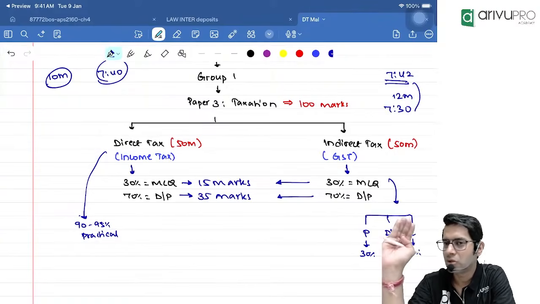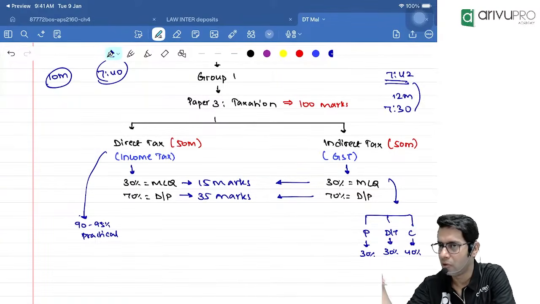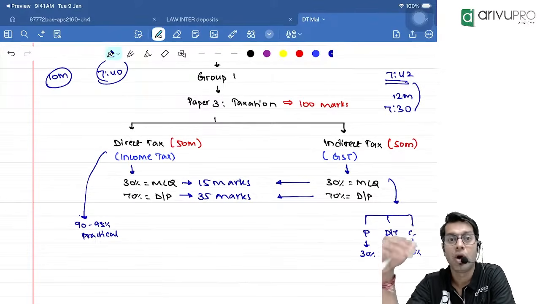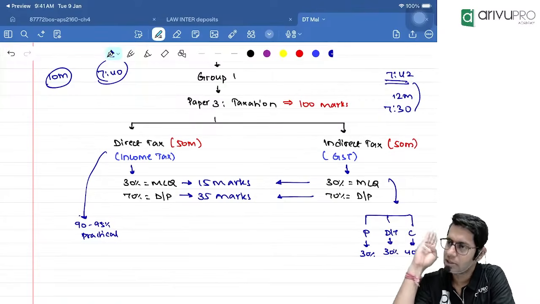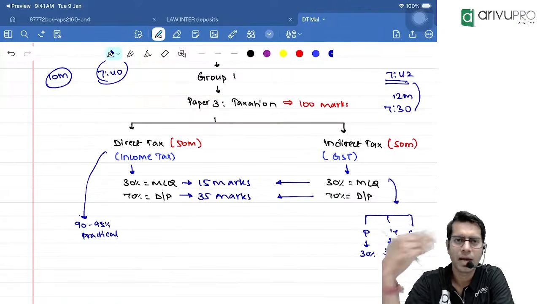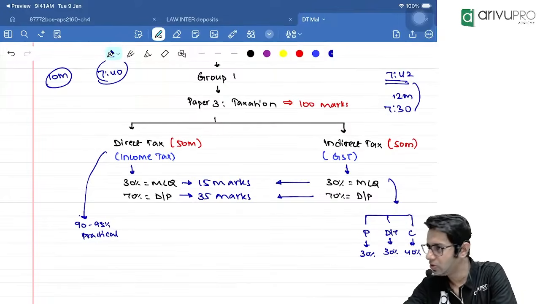So what is a practical question? Again, calculation. They'll give you a question, and you have to compute, let us say, the value of supply, or how much GST I have to pay. That is a practical question. Then descriptive or theory means straight away theory. Whatever question they are asking, you should write exactly that point.